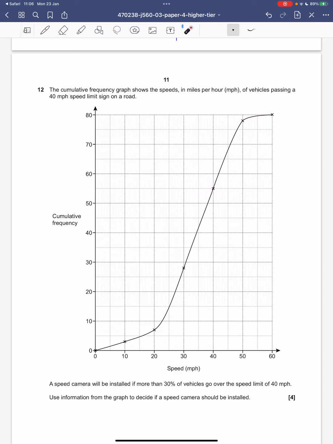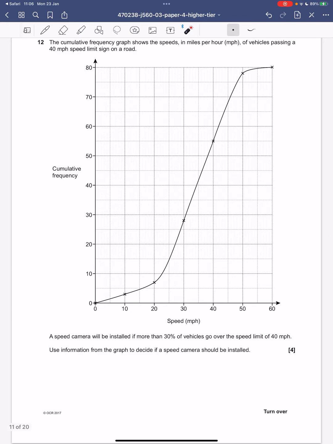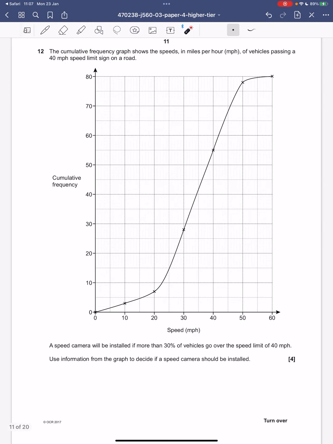Okay, so yeah. Right, a speed camera will be installed if more than 30% of vehicles go over the speed limit of 40. Use the information from the graph to decide if a speed camera should be installed. So 40 miles per hour is here. We can say, if we read it off here, so if we do this as the 40, if we read this off here, we've got these vehicles here are the ones that are going higher, 40 or more.